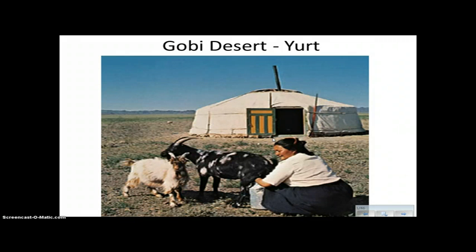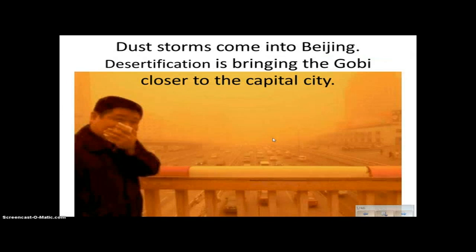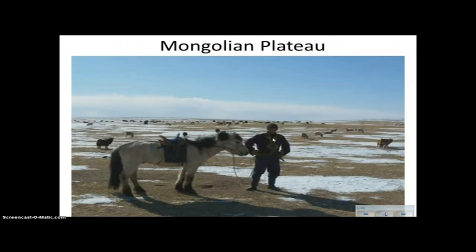Here's a picture of the Gobi Desert and the yurt people who live in a yurt, which is the building that they live in. Here you can see the Gobi Desert is encroaching on Beijing. They have a lot of problems with the Gobi Desert moving and desertification in China. Here you can see that dust storms are coming into Beijing, and sometimes people have to wear masks. Here's a picture of the Mongolian Plateau, another place hard to live on. It's too cold.